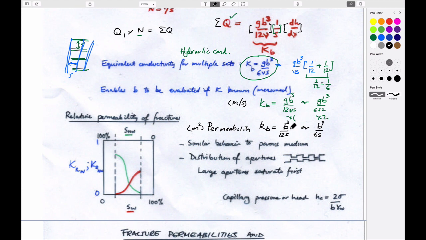And the value of that is, if you know what the aperture is, then you can say something about what the other characteristics of it are in terms of its capillary behavior, because we know that the capillary response is proportional to the aperture somehow. Right?